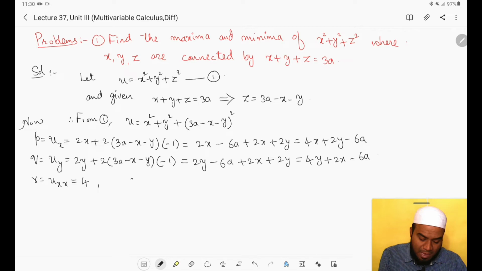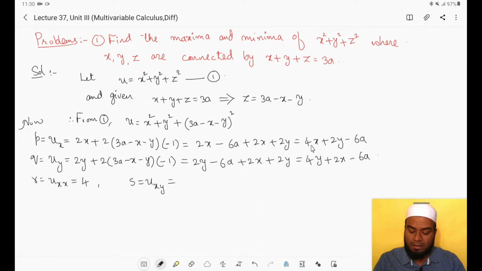Same way we have to find s, which is uxy. We have to differentiate ux with respect to y. Ux is this. We have to differentiate this with respect to y. Derivative of this will be 0. Derivative of 2y will be 2. Derivative of minus 6a will be 0.